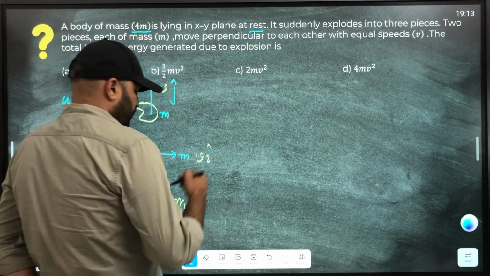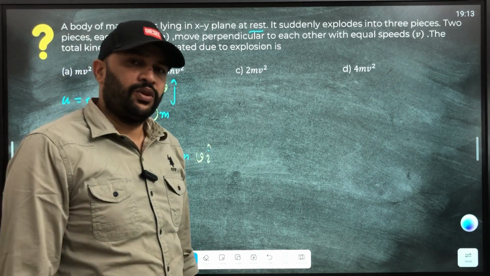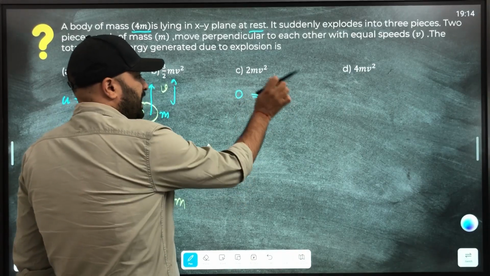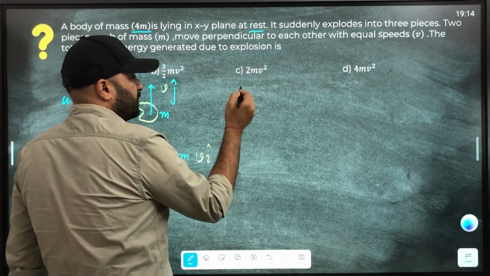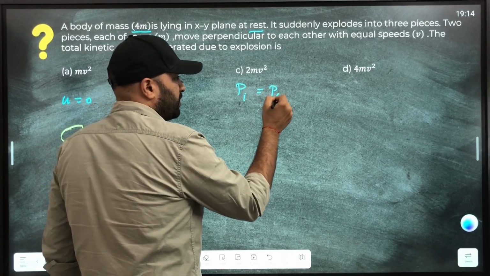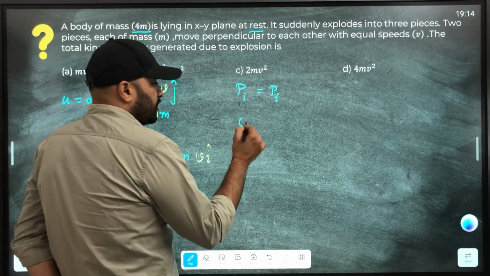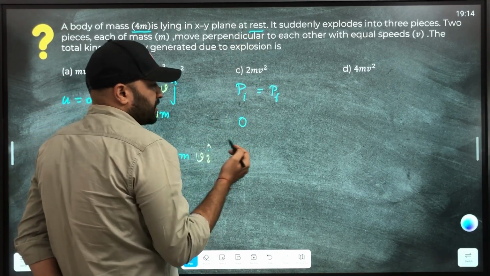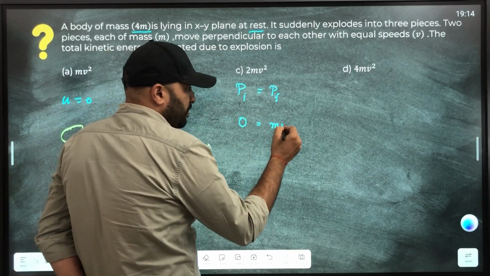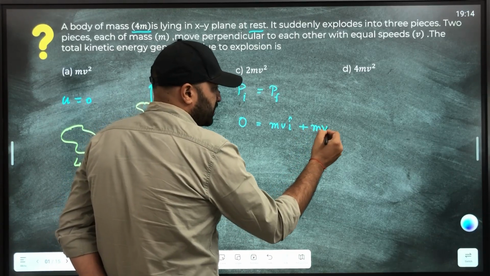By the law of conservation of momentum, the total momentum of the whole system remains conserved. And what is the total momentum? The initial momentum is 0. Let me write it in steps: Pi, the total initial momentum, must be equal to Pf, the total final momentum. This is the law of conservation of momentum. Pi here is 0, because the object was at rest. Pf here will be mv i cap plus mv j cap, mass into velocity.